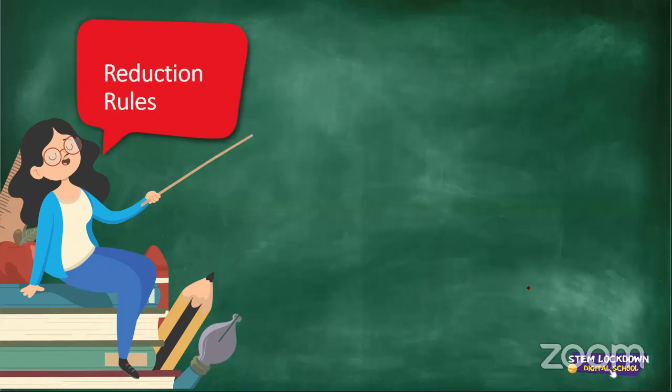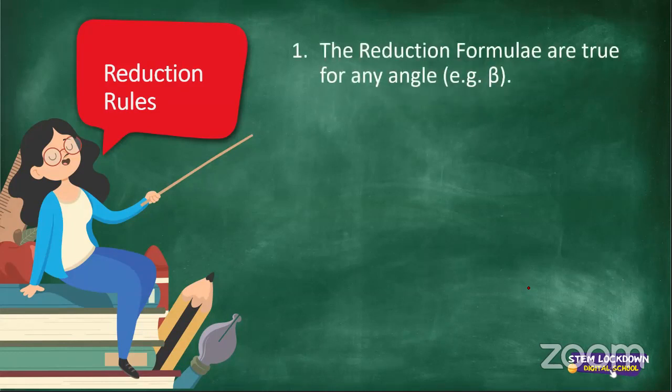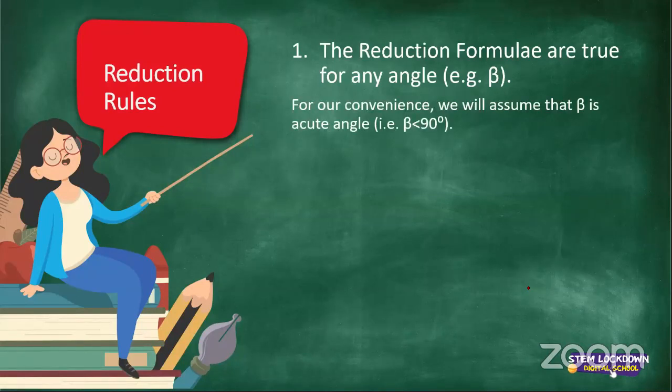Right, so I've tried to summarize a few of the reduction rules. There are a few reduction rules that I believe we generally come across as we do the work. This comes from looking at your Cartesian plane and looking at available alternatives to express things. Our first rule says that the reduction formula is true for any angle, and for today we'll be calling our angle beta. For our convenience, we will always assume beta to be an acute angle.